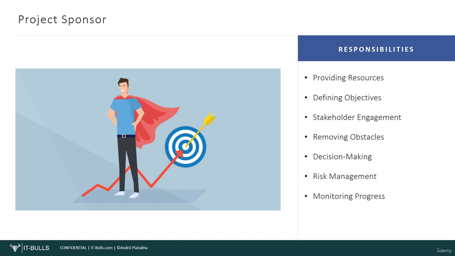Decision making. Sponsors make critical decisions related to project scope, changes, and overall direction. Risk management. Sponsors oversee risk management strategies and decisions, providing guidance on how to address potential issues. Monitoring progress. Sponsors maintain awareness of the project's progress and ensure it remains on track to achieve its intended outcomes.